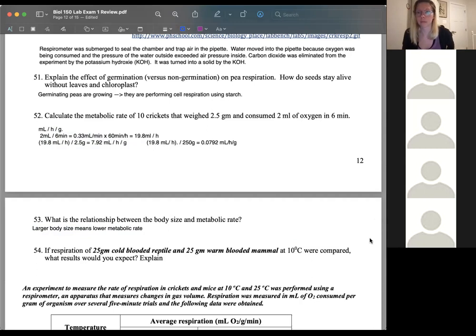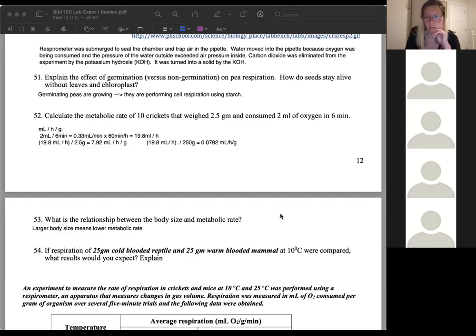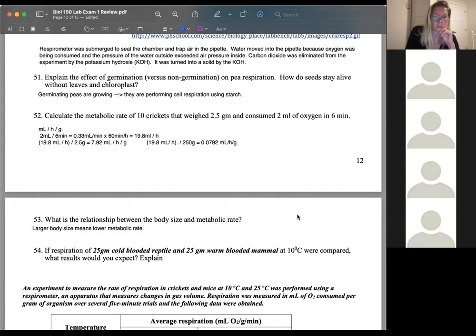Because I think sometimes if the body size is larger and they need more energy, so maybe the metabolic rate is higher. I'm not sure why it's a lower rate. Right. So yeah, I can understand that if you're just thinking about it logically, it makes sense that a larger organism would need more energy and would be metabolizing at a higher rate.